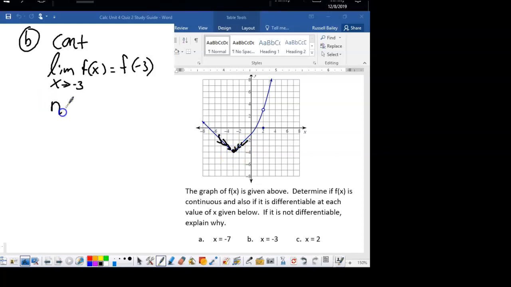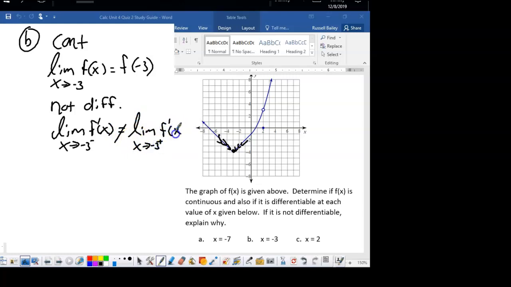But it's not differentiable, and the reason it's not differentiable is because we have a cusp there, but that's not the reason we're going to give. The reason we're going to give for it not being differentiable is because the limit of the slope as we approach -3 from the left is not the same as the limit as we approach -3 from the right. Cusps have different slopes to the left and right, so it's not differentiable.